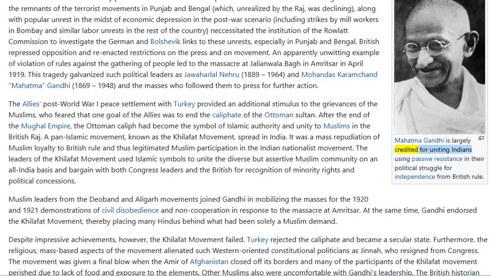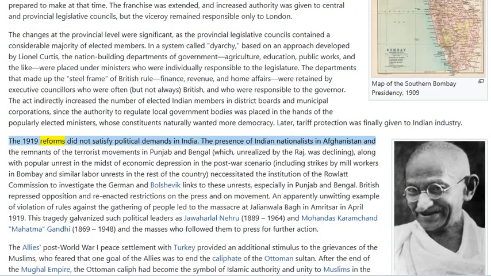Mahatma Gandhi is largely credited for uniting Indians using passive resistance in their political struggle for independence from British rule. The 1919 reforms did not satisfy political demands in India. The presence of Indian nationalists in Afghanistan and the remnants of the terrorist movements in Punjab and Bengal, which, unrealized by the Raj, was declining, along with popular unrest in the midst of economic depression in the post-war scenario, including strikes by mill workers in Bombay and similar labor unrests in the rest of the country, necessitated the institution of the Rowlatt Commission to investigate the German and Bolshevik links to these unrests, especially in Punjab and Bengal.